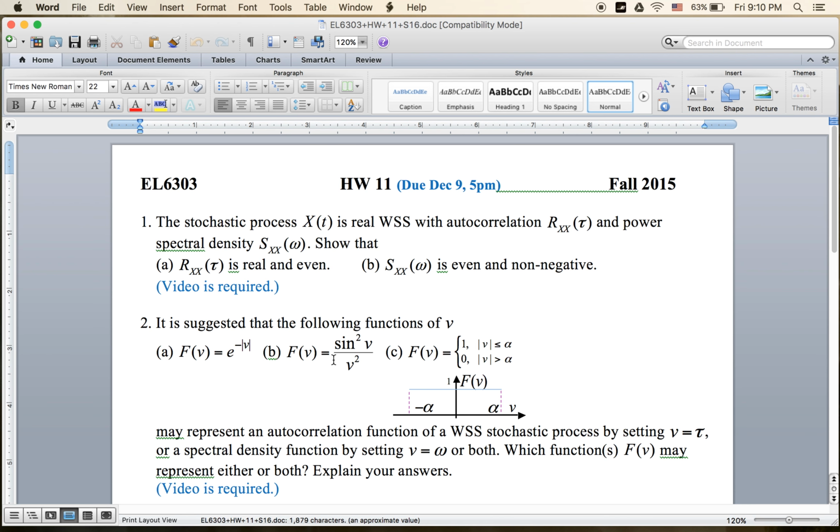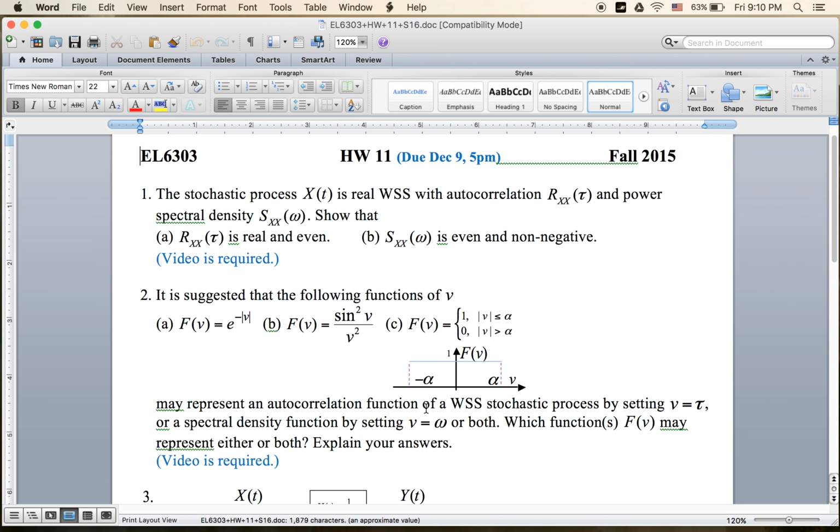Also we are given f of v equals sine v whole square by v squared, and we are given f of v equals 1 if mod of v is less than or equal to alpha, and 0 if mod of v is greater than alpha. So we are told that this f of v may represent an autocorrelation function of a wide sense stationary stochastic process by setting v equals tau, or may represent a spectral density function by setting v equals omega, or it may represent both. So we need to show for which conditions these statements are valid.